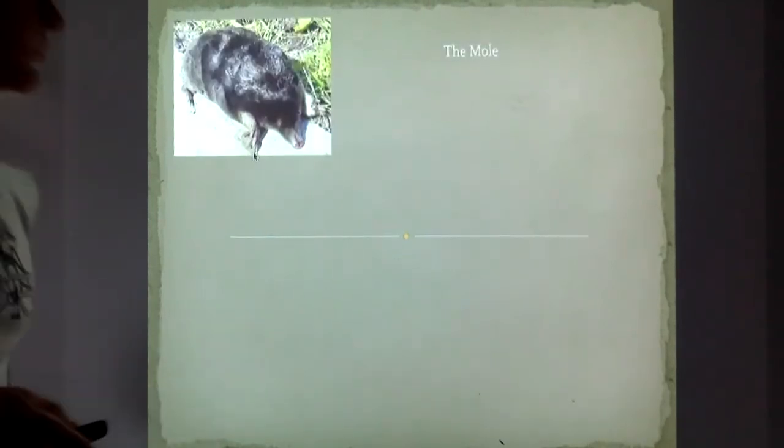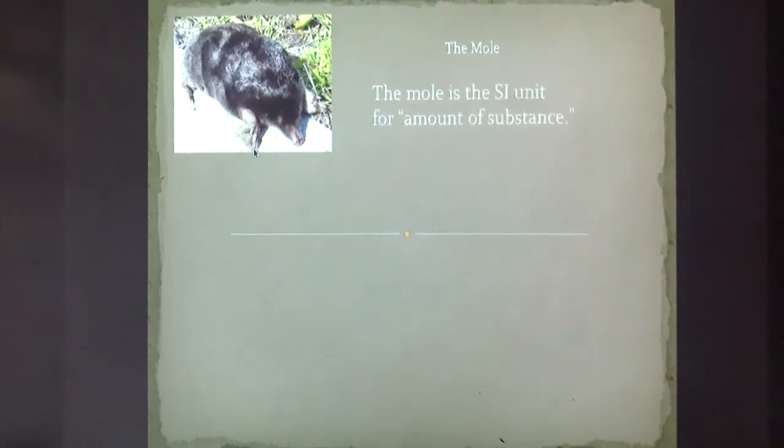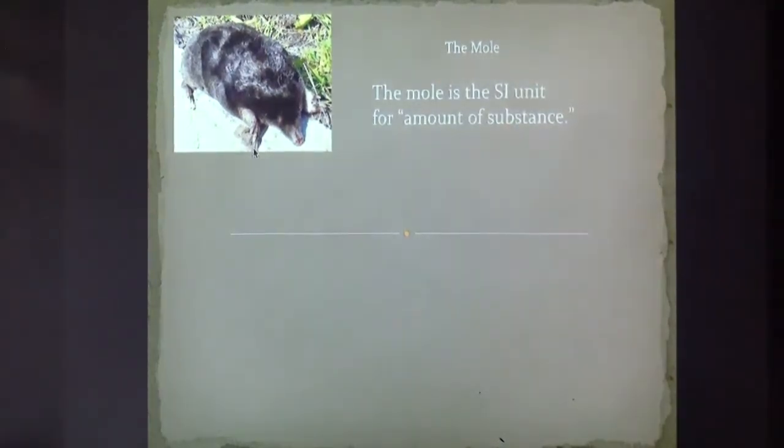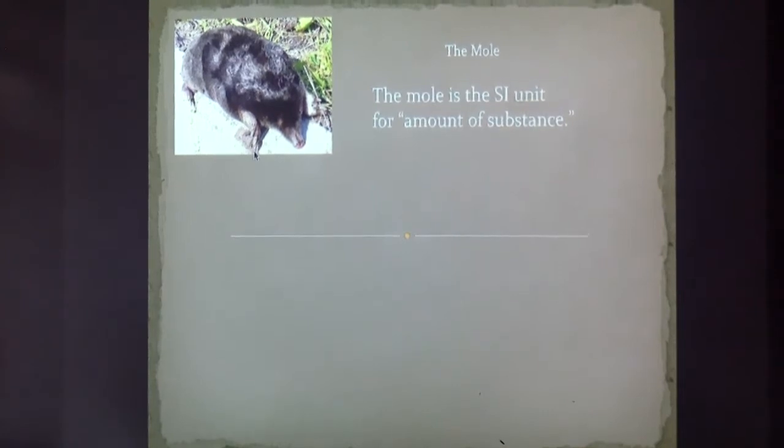Here we go. So the mole in chemistry is an SI unit for the amount of substance. Okay, that doesn't mean a whole lot to you. We are going to use the word mole similar to the way that you might use the word a dozen or a pair or something. It's a word that means a certain quantity.